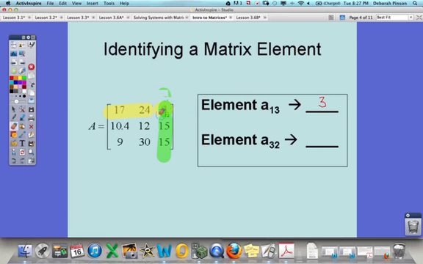Okay, now let me erase this so we can do the second one. Okay, so we are talking about element a32, 3 is the row, 2 is the column. The one that overlaps here is 30. So element 3, 2 is 30.